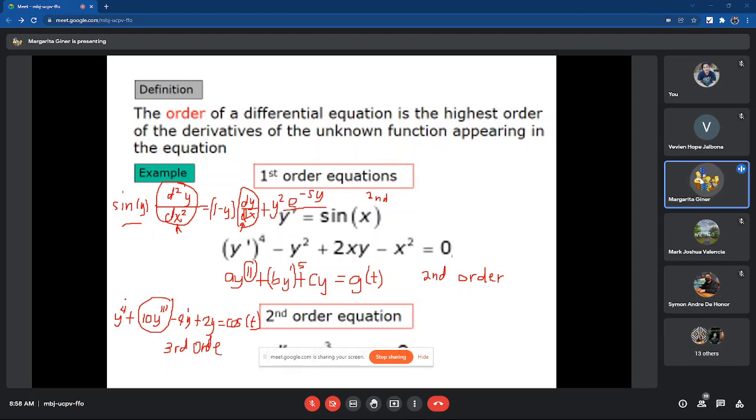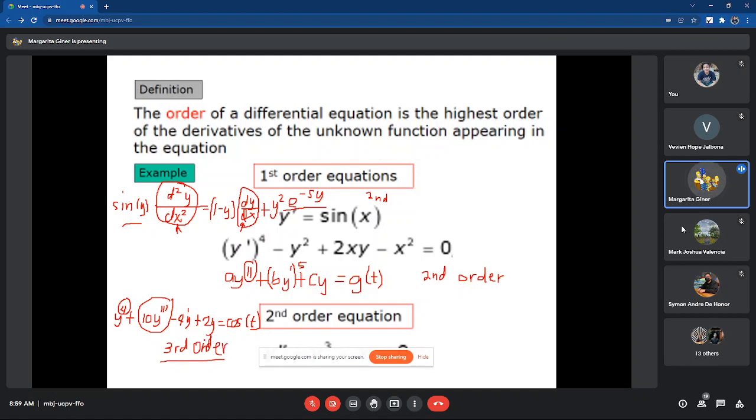Okay? Because the raised to the 4 represents only an exponent of the variable y. But what is shown is the derivative itself. So, the highest derivative here is the triple prime. Okay? That's why it is third order.